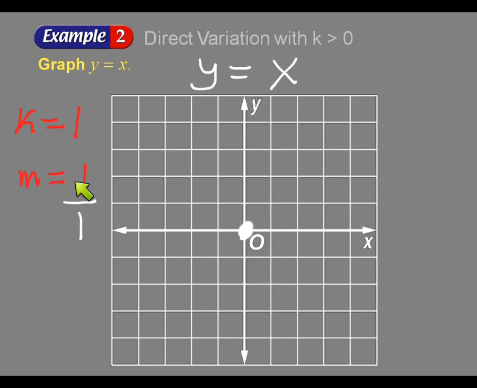So this says it's positive. So the top number tells me how much to go up or down. Up 1, then to the right 1. Up 1, to the right 1. I'll plot a few points there.